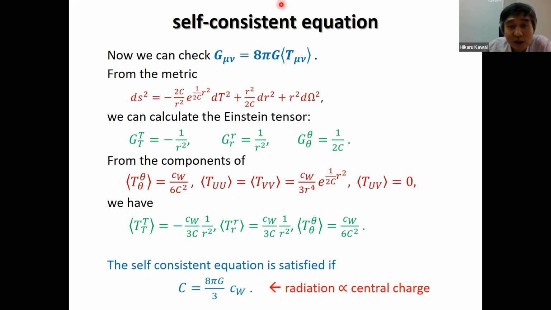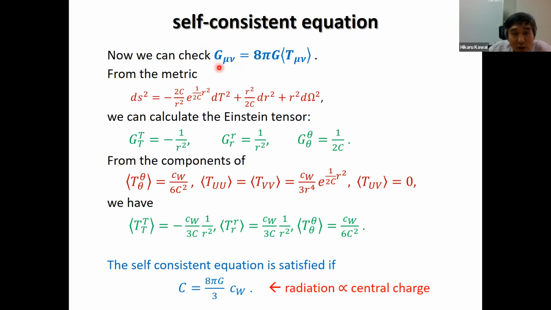So now we can check the self-consistent equation. The self-consistent equation, or the semi-classical Einstein equation, is G mu nu equal to 8 pi G multiplied by the expectation value of T mu nu. This is our metric. From this metric, we can calculate the components of the Einstein tensor, and the result is here. G_TT is minus 1 over R squared, G_RR is 1 over R squared, and G theta theta is 1 over 2C.